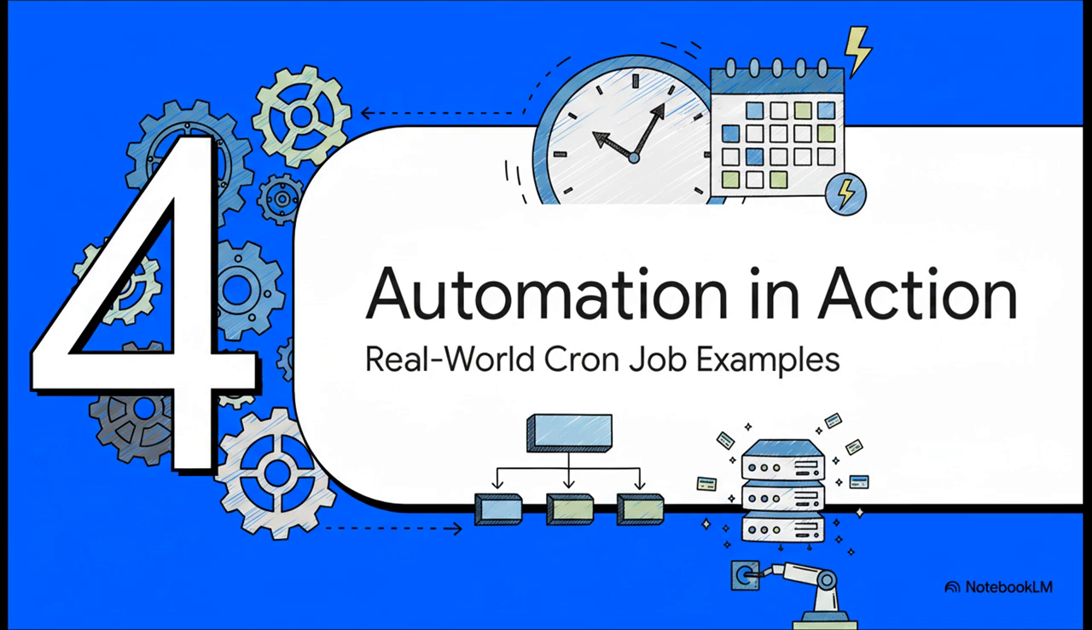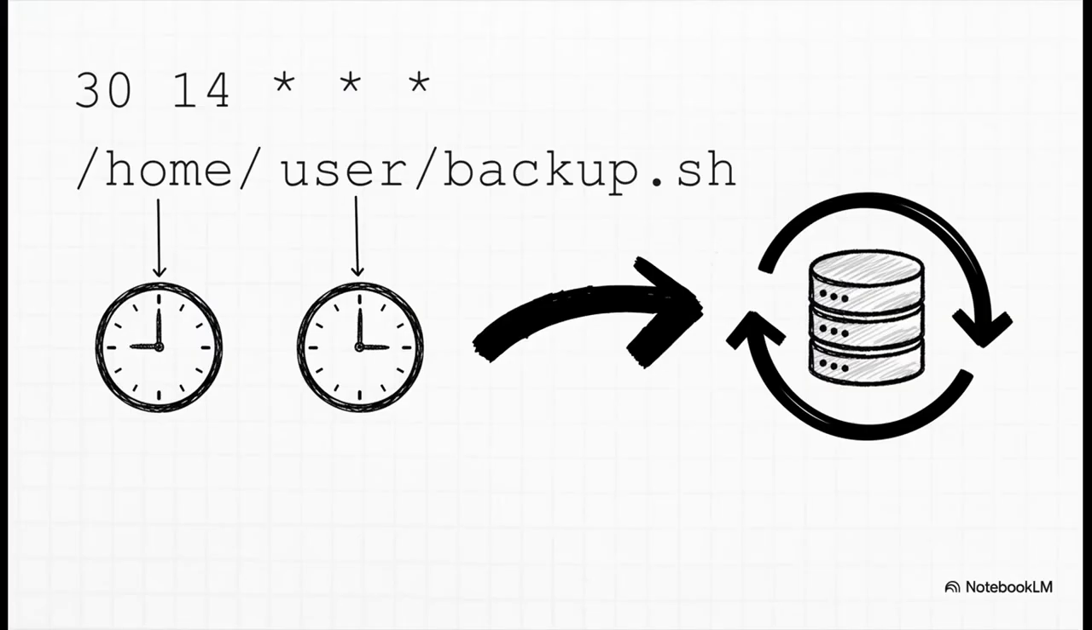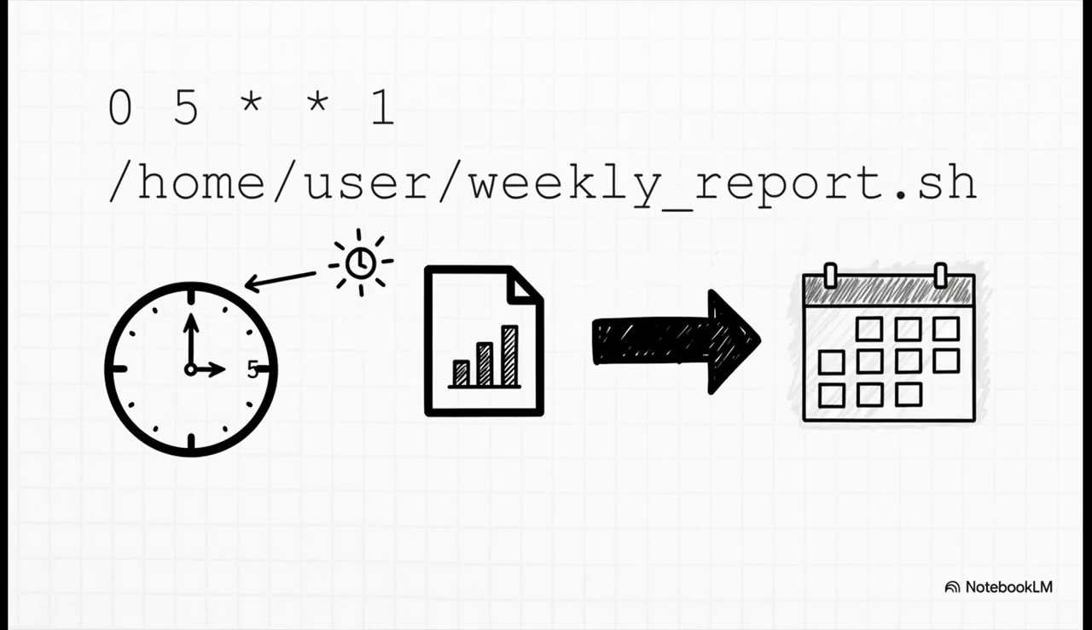This is where you'll really see how these schedules create some seriously powerful automations. Here's a classic example. See the 30 in the first spot and the 14 in the second? That means at 30 minutes past hour 14, or in plain English, 2:30 p.m. The asterisks in all the other fields mean every day of the month, and every day of the week. So you put it all together, and this backup script runs like clockwork at 2:30 p.m. every single day.